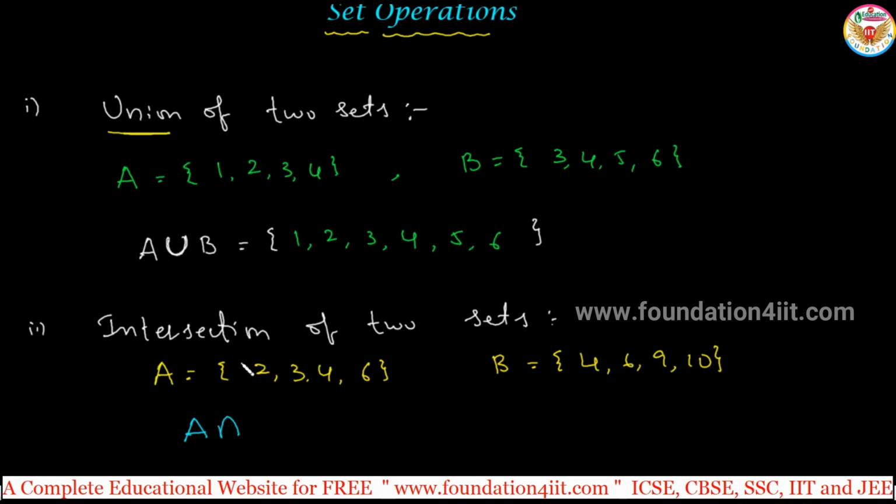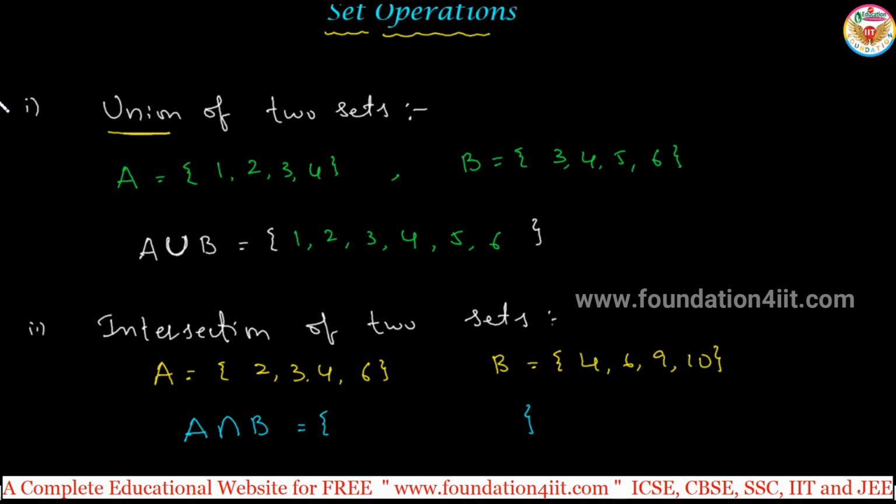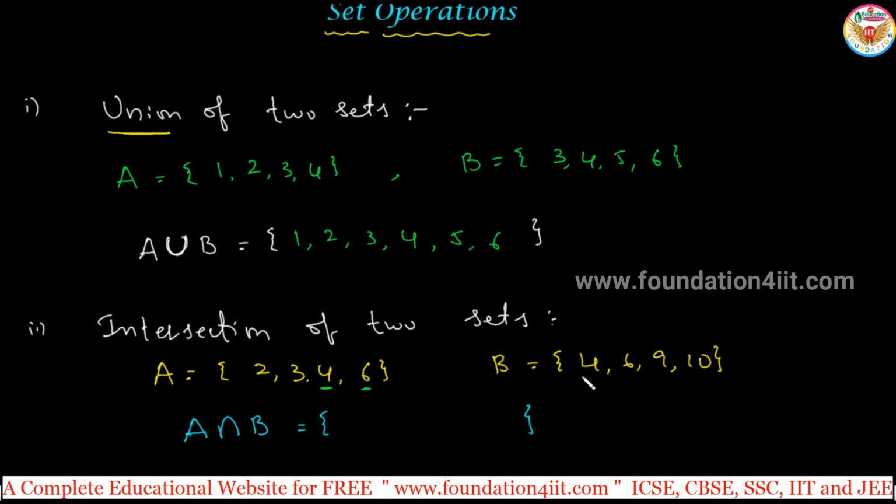Now A intersection B uses a reversed symbol like this. A intersection B is the common elements which are in both A and B. So only the common elements. 2 is here, but there is no 2 in B, so we should not write it. 3, there is no 3 in set B. Only 4 and 6. 4, comma 6 are the elements of A intersection B.